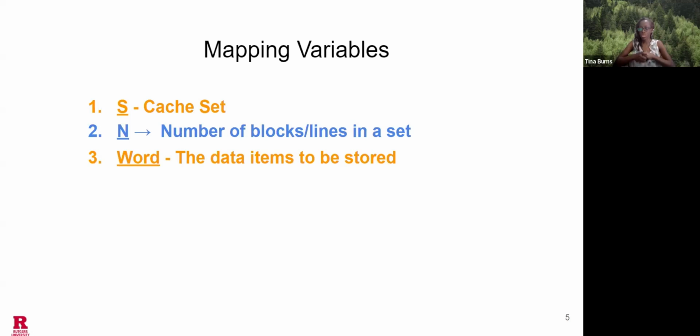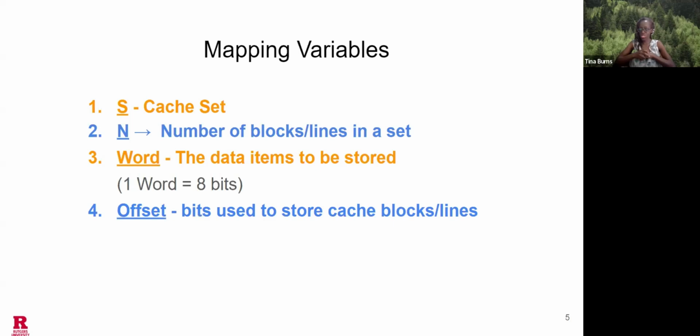A word is the data item that will be stored, and typically one word is equivalent to like 8 bits of information, so you want to keep that in mind as you do some of your calculations. As we go a little more into these mapping variables, you want to understand what your offset is. The offset refers to the number of bits that are used to store the cache blocks or lines, and V is the validation bit. We're talking about all these things because they will help us determine what we're looking at in terms of the bits and their variables.